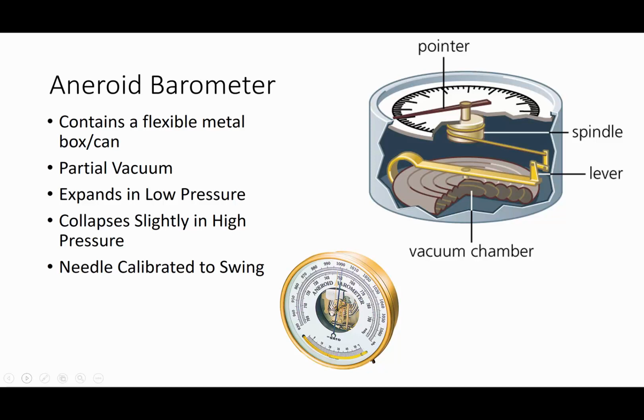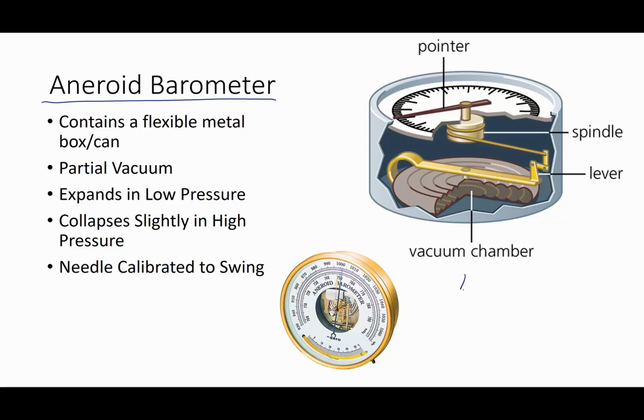Another kind of barometer that's much more common, if you have a barometer in your home, I have one in my home, it's probably an aneroid barometer. Aneroid is this little flexible can that's actually located inside the barometer. It's a little corrugated metal can, and inside of it has a partial vacuum. And how it works is this.